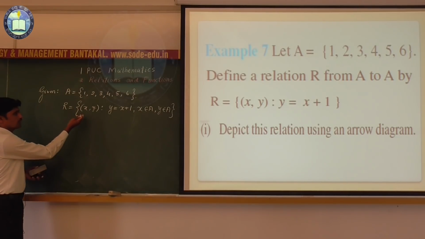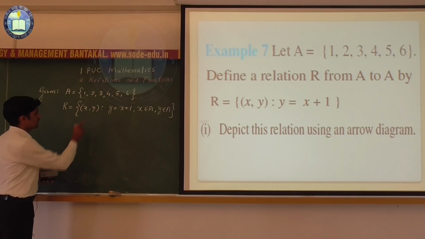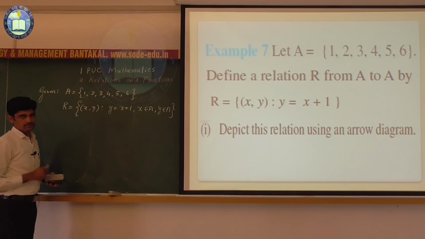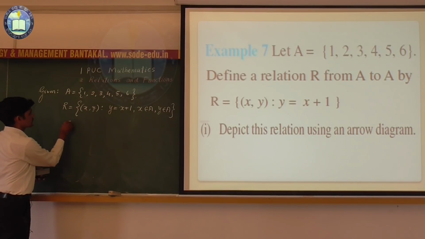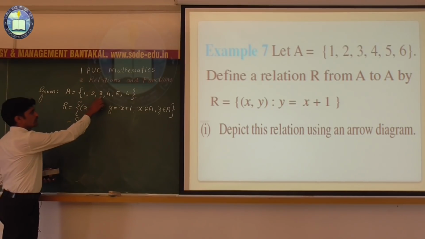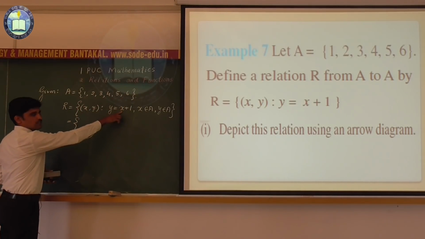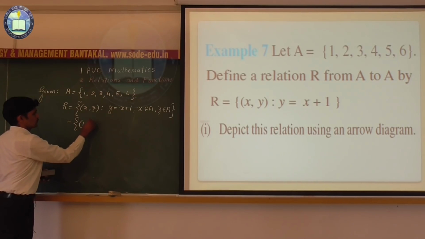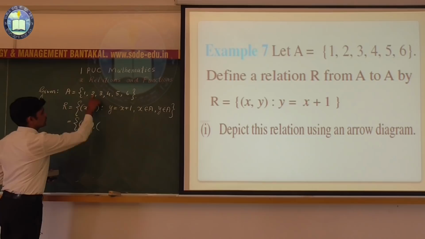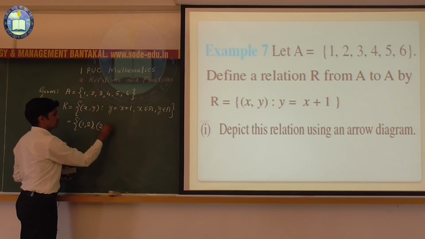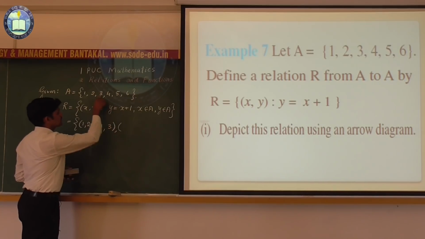Now if you observe the elements of this relation R is given in the set builder method here. If you list the elements of this, what are the possible values of x? X can take the value 1, 2, 3, 4, 5, 6. When you give x is equal to 1 here, y becomes 1 plus 1, 2. So y becomes 2. When you give x is equal to 2, then y becomes 2 plus 1, 3. Let us give x is equal to 3.